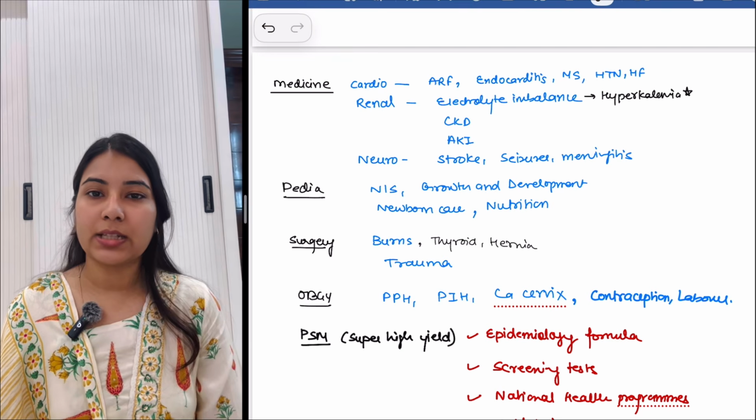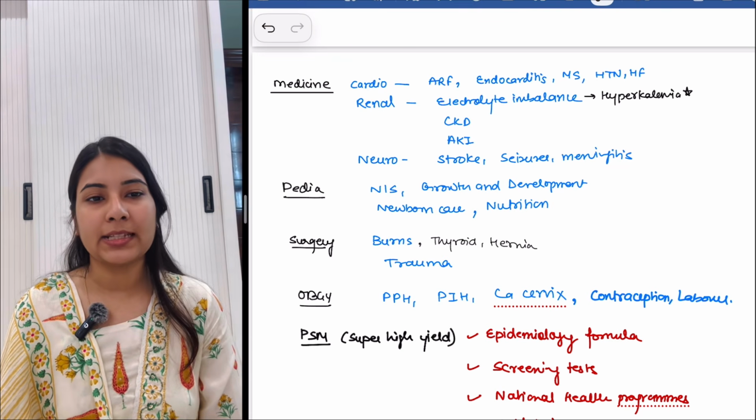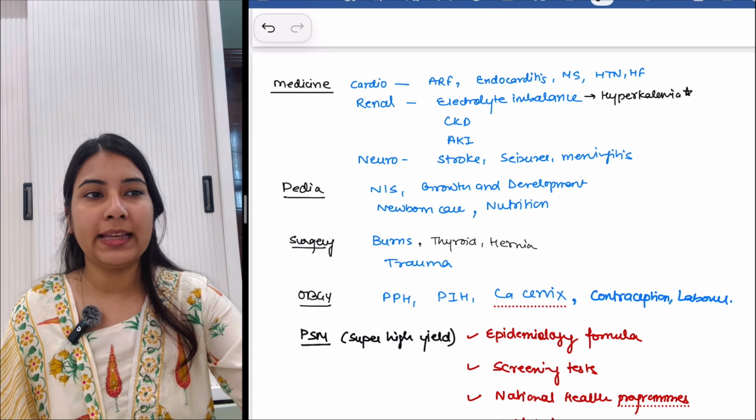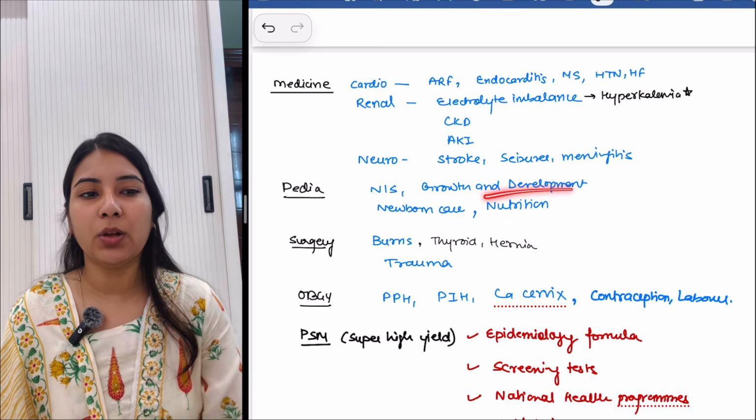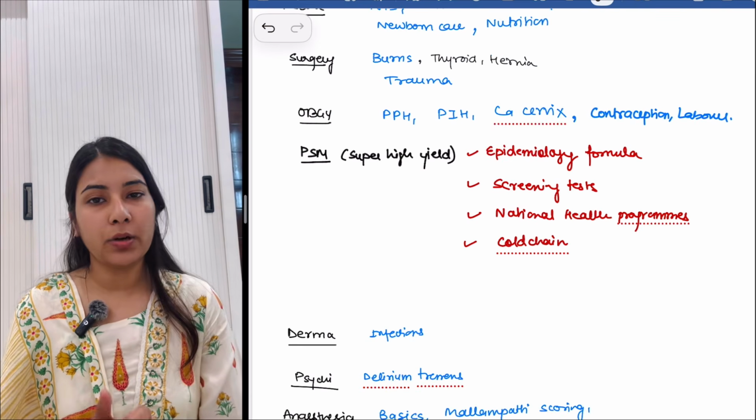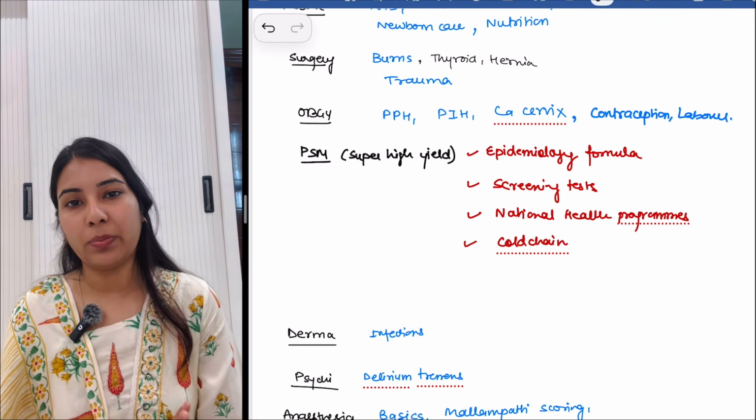In neuro, stroke, seizures, very important, meningitis. Pedia you have to do NIS, growth and development, nutrition and newborn care. For nutrition and growth and development please refer to OP Ghai.